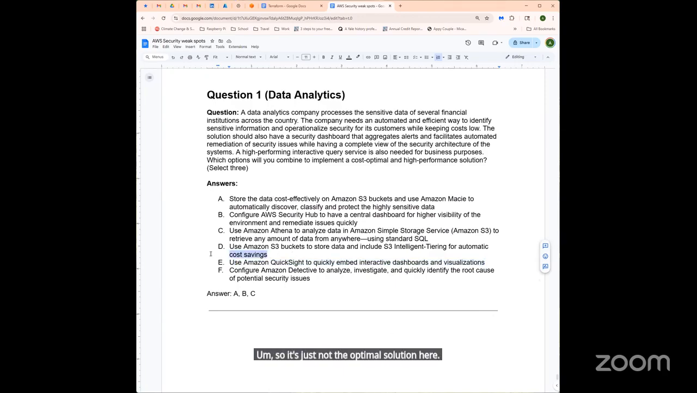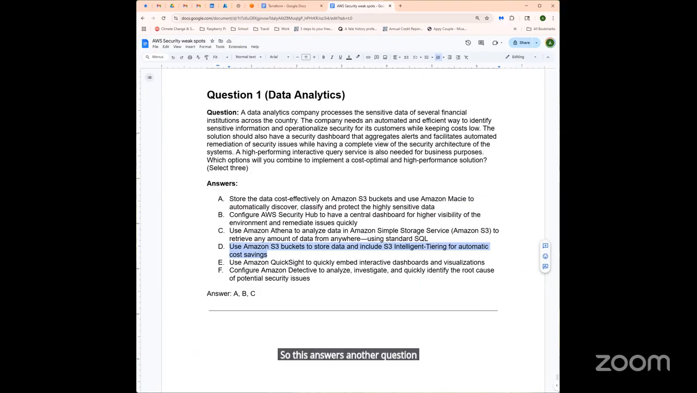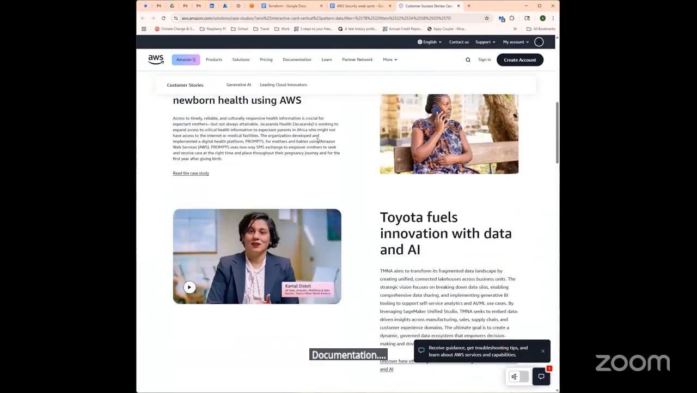And then S3 Intelligent-Tiering. This is good for cost optimization. It doesn't replace Macie's sensitive data discovery capabilities. So this answers another question, not this one. Let's see some supporting documentation if we have it.